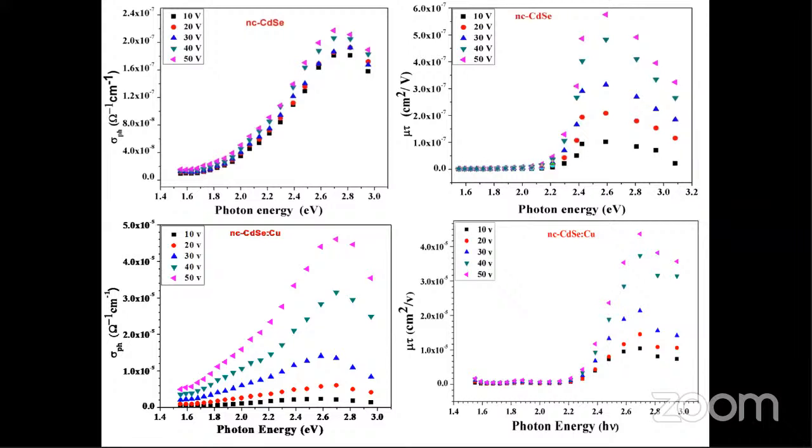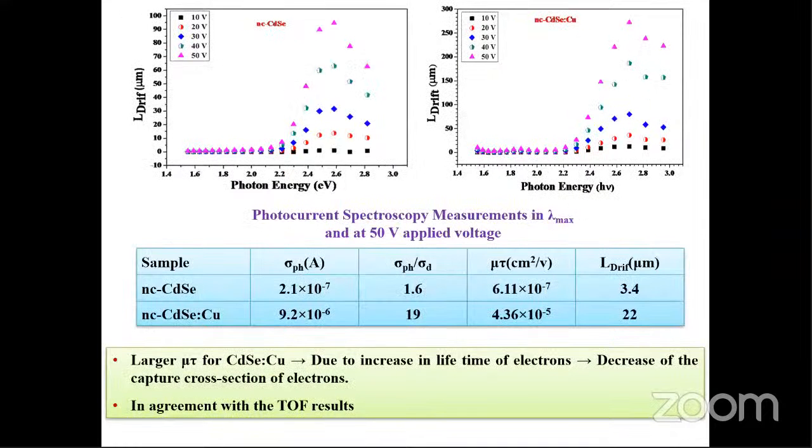So this we can see here, these we have plotted here, and from here different voltages have been used for this purpose. We have varied from 10 volt to 50 volts or so, and from there we have calculated the L drift using those relations, and at some particular voltage, that is 50 volt applied voltage, we have calculated some of the things, and then we have tabulated them.